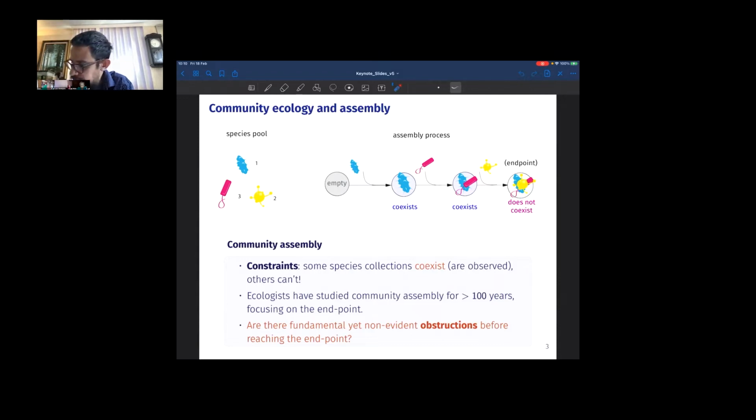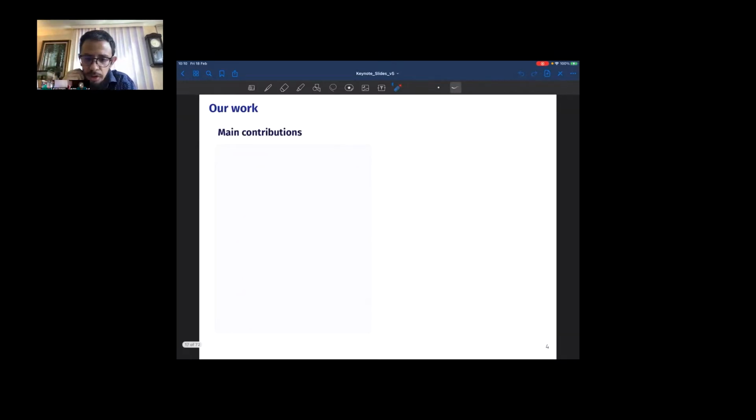So somehow, in this process of going from the empty environment to the larger community that you can assemble, can you find obstructions in the middle? Our work tries to answer that question, and I want to list just a few of our main contributions, and then if you are not interested anymore in this talk, you can leave and be happy.